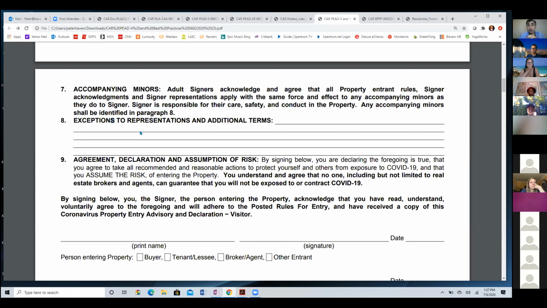Now, if the buyers have already signed this, then the buyers have already agreed to be responsible for minors. You can ask to get the minors' names so that you can put them into the form, etc. It's not a huge deal, but you want to be mindful of these issues.